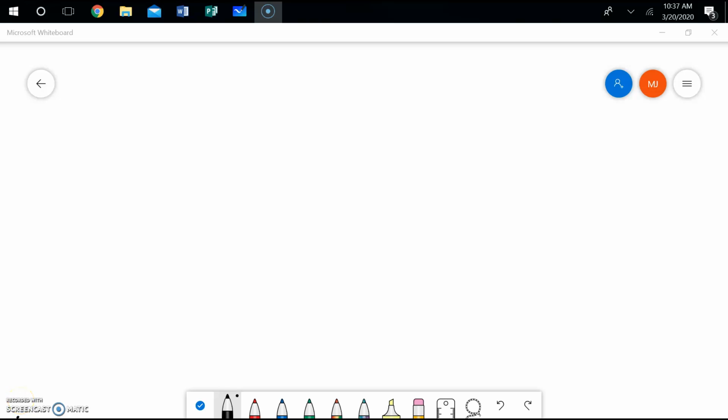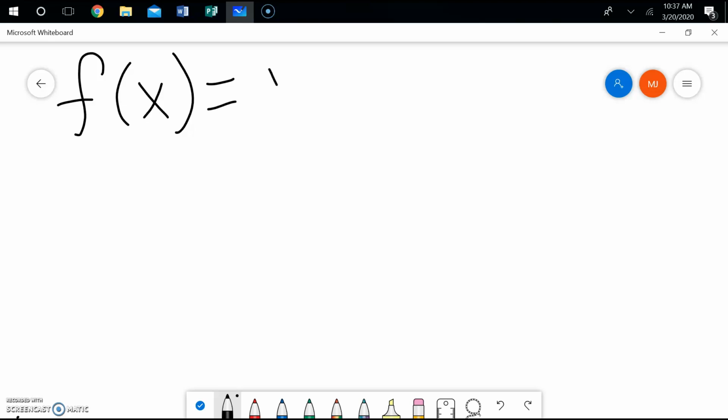Now we are going to learn how to write a quadratic equation in vertex form. So let's suppose this is our quadratic equation. f(x) equals x squared minus 4x plus 1.